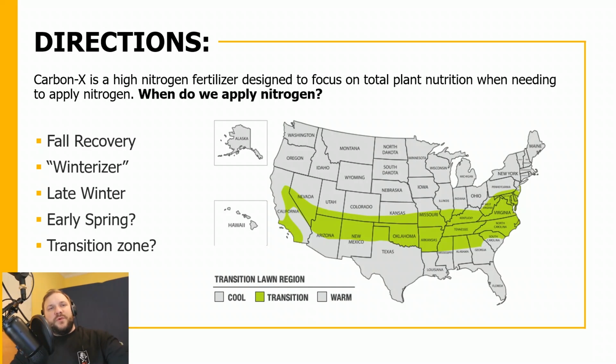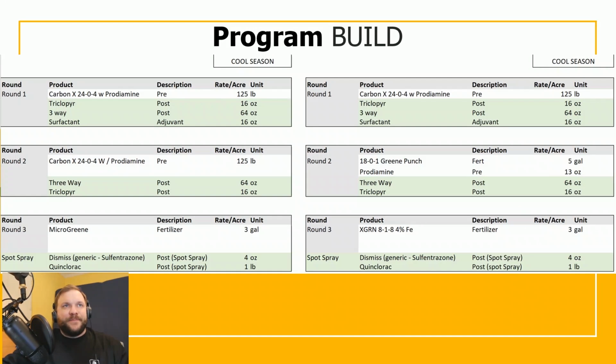When trying to decide where you want to place Carbon X in your program, keep that in mind. Prime time would be fall recovery, into winter, coming out of winter. Then as we start moving into early spring and later spring, we want to back that down. Depending on where you are in the transition zone determines how late of a spring you actually have, right? That can dictate, quote unquote, the days as far as when you're actually making your application.